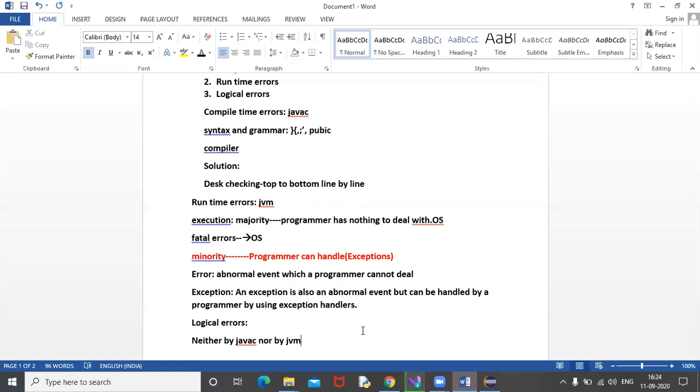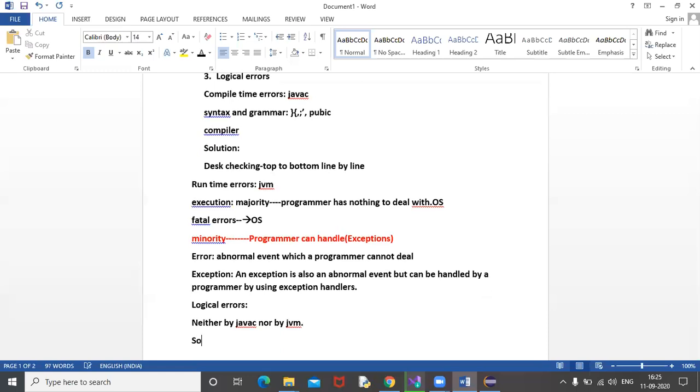Operation success means Javac worked fine, the JVM worked fine, but the desired output we are unable to get. That means some mistake is there in the logic of the program. So what is the solution for this? Let us talk about the solution.